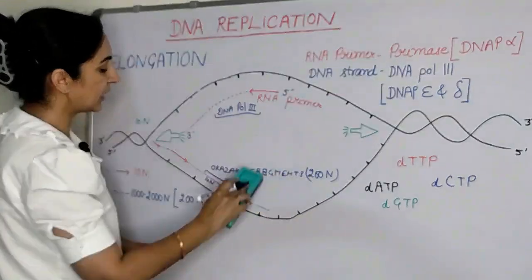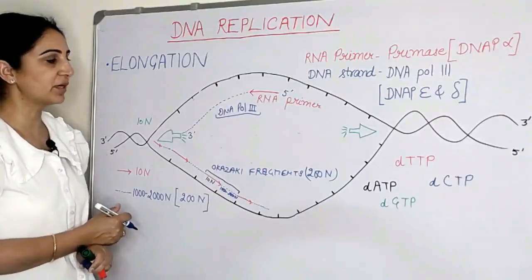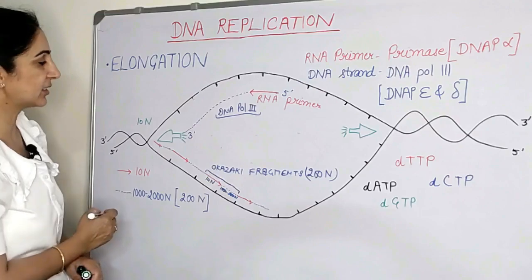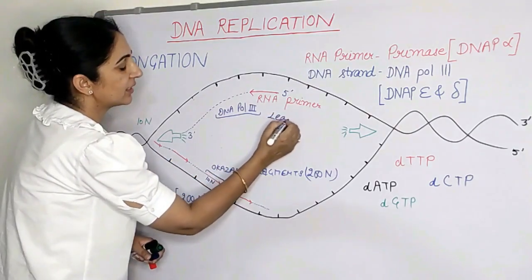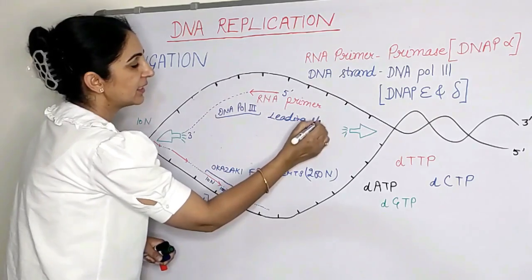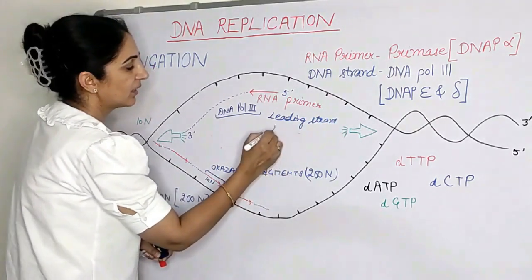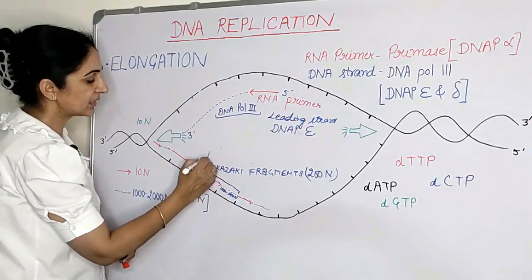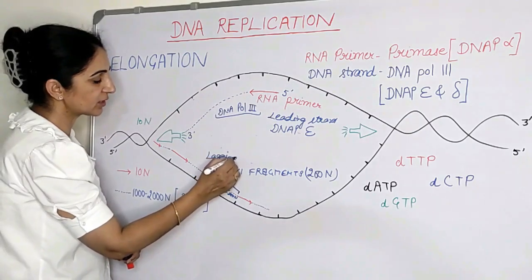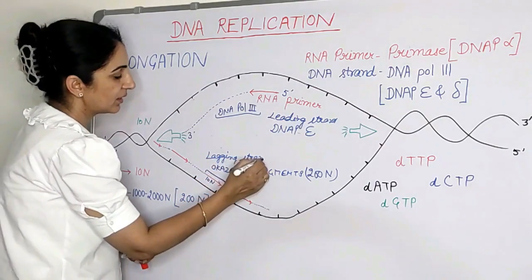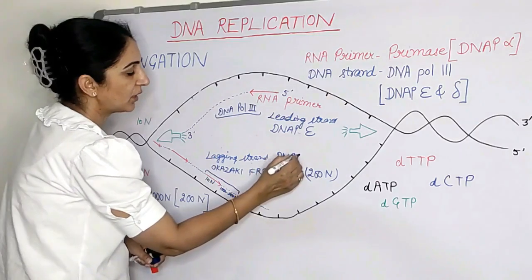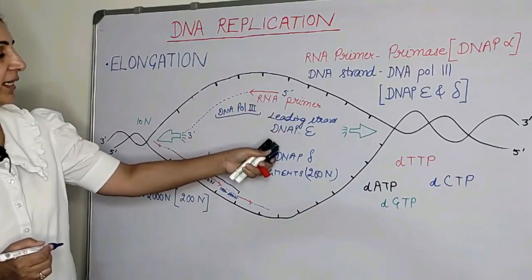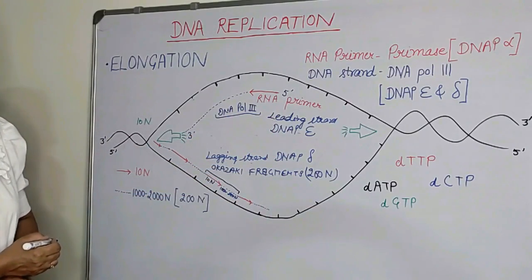So what are the enzymes in the case of eukaryotes or humans which help in the synthesis of DNA in the leading strand and lagging strand? The leading strand is synthesized by the enzyme DNA polymerase epsilon, and the lagging strand is synthesized by the enzyme DNA polymerase delta. So epsilon works on the leading strand and delta works on the lagging strand.